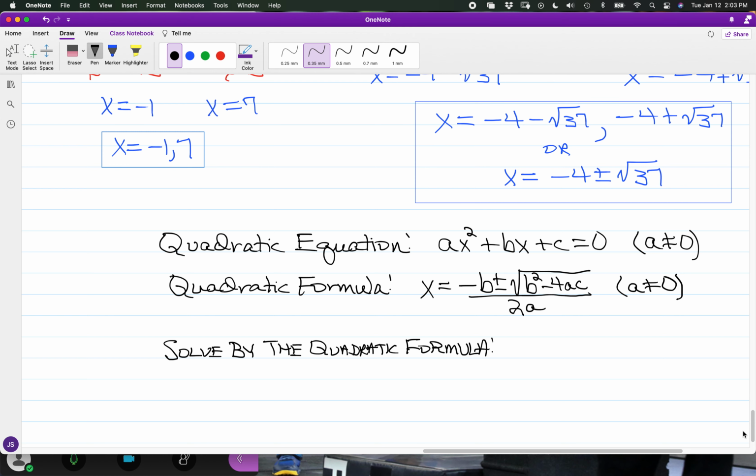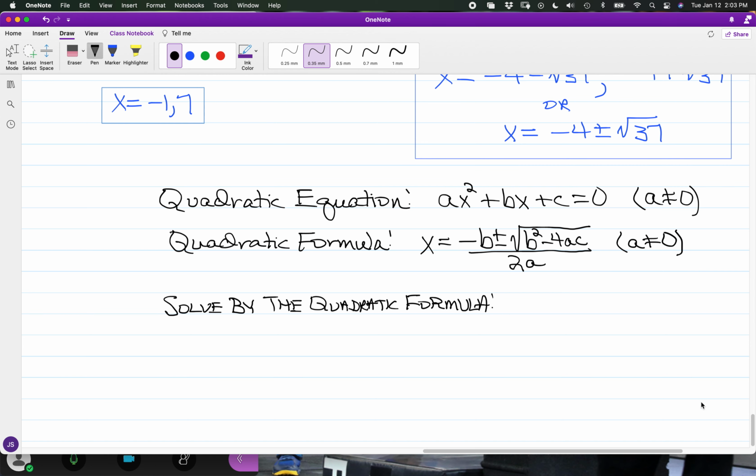If we're looking at solving by the quadratic formula, let's say we have 2x squared plus 7x plus 1 is equal to 0. So we have a quadratic equation in standard form.